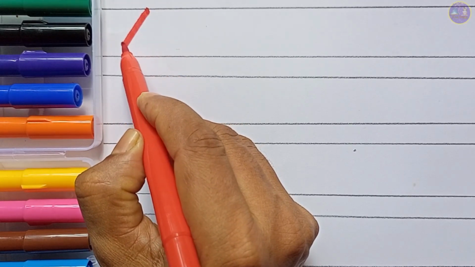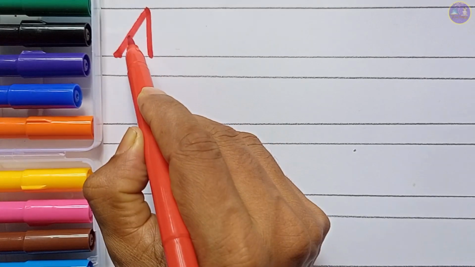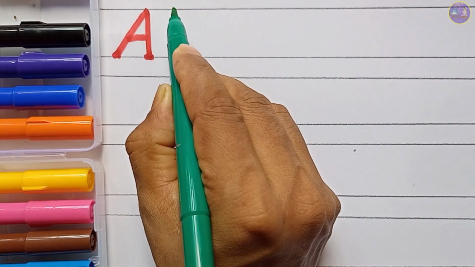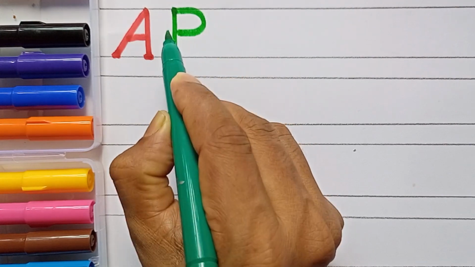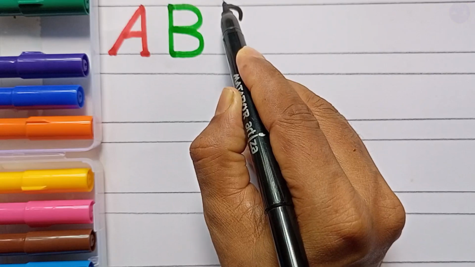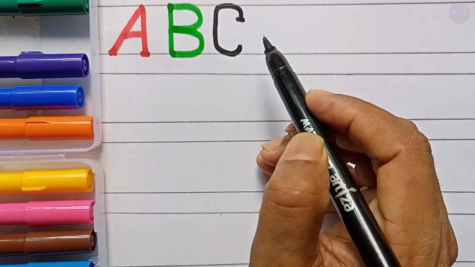Red color. A for apple. A for ant. Green color. B for book. B for ball. Black color. C for cat. C for cock.